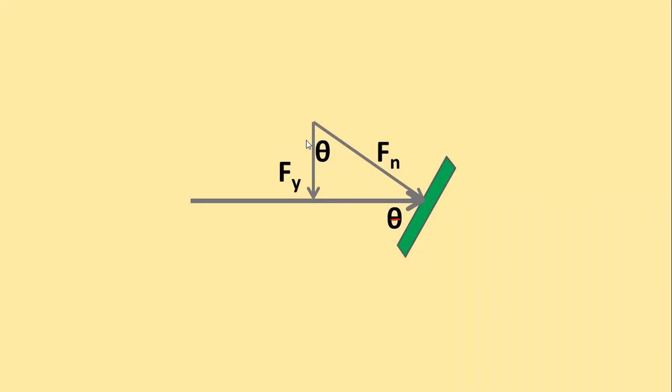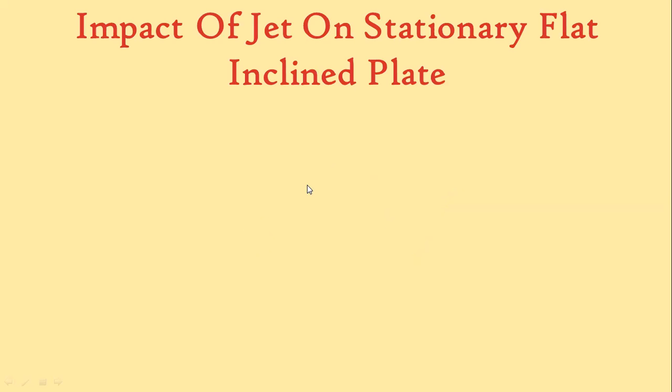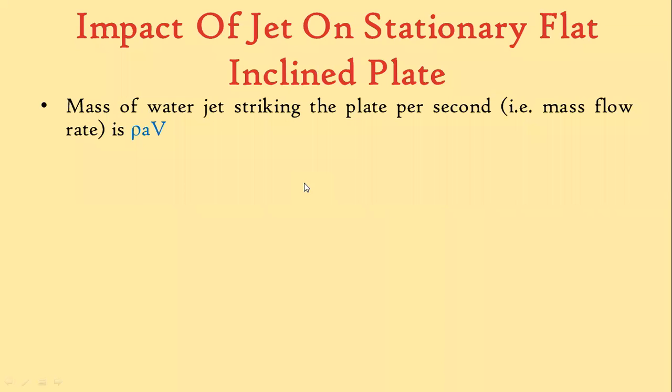Sorry, this is the angle theta here. This will be Fx in the horizontal direction. This will be Fy in the vertical direction. Now let us find out the formula for impact of jet on stationary flat inclined plate.